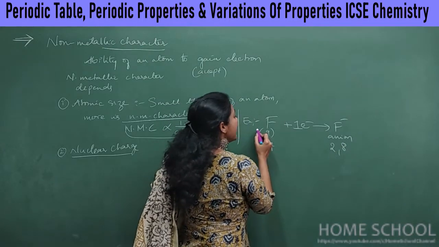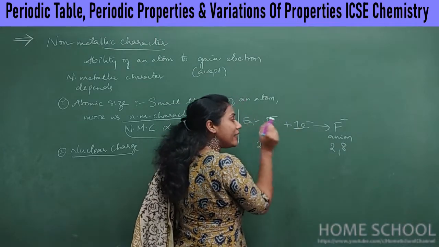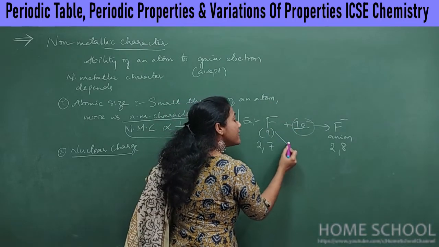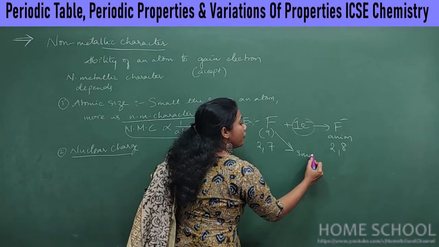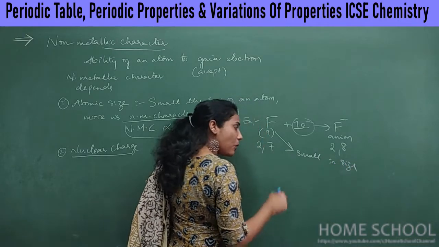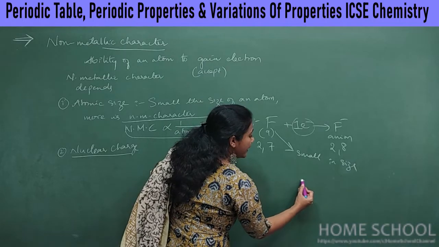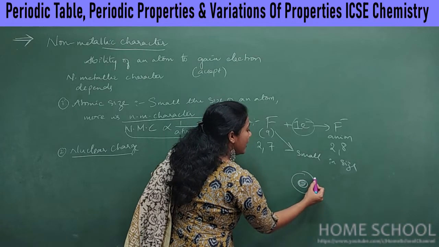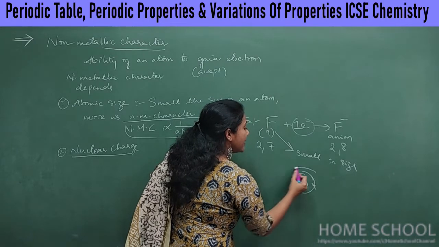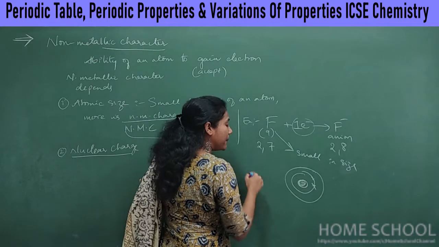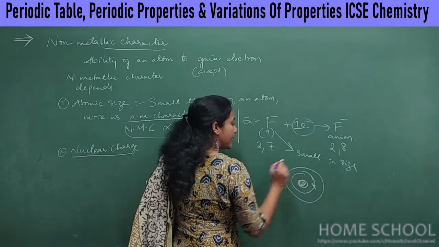Why this fluorine can nicely accept this electron is because fluorine is small in size. Since the size is small, let me draw it. This is the nucleus of fluorine. This is the first shell, you have 2 electrons, and this is your second shell. Fluorine has only 2 shells, electrons filled up in only 2 shells.